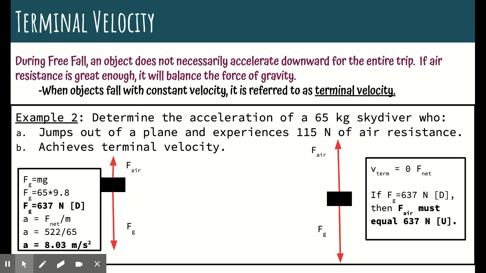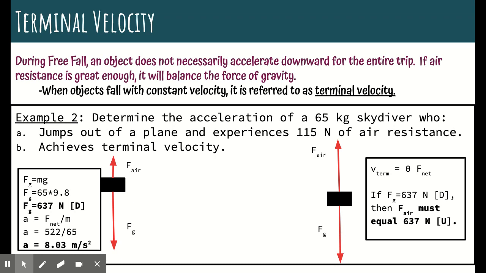If we were going to find the acceleration, which is what it really is asking for here, you would use your acceleration formula. This is just your net force formula rearranged. So we have acceleration equal to the net force divided by the mass. Our net force in this case is going to be the 637 down minus the 115 newtons up to get the difference. So the net force is 522 divided by the mass of 65, which gives us an acceleration at this point in time of 8.03 meters per second squared.